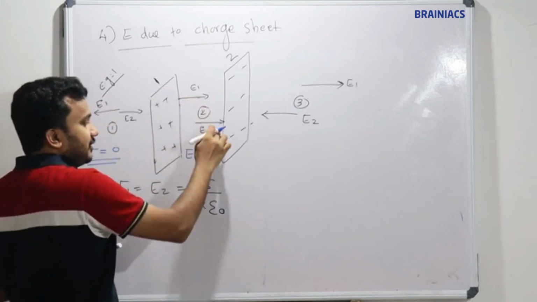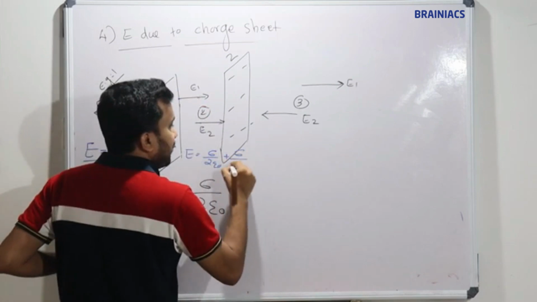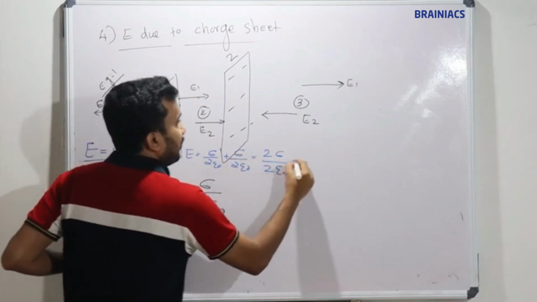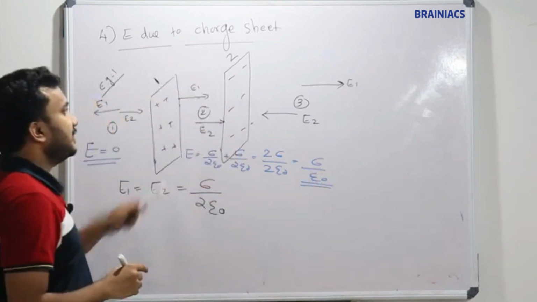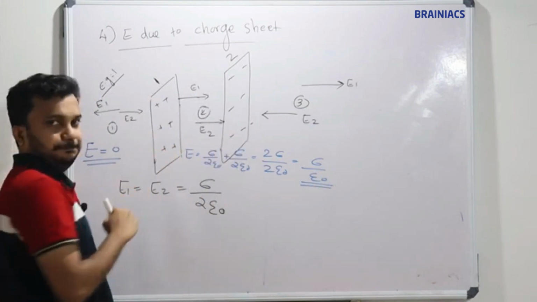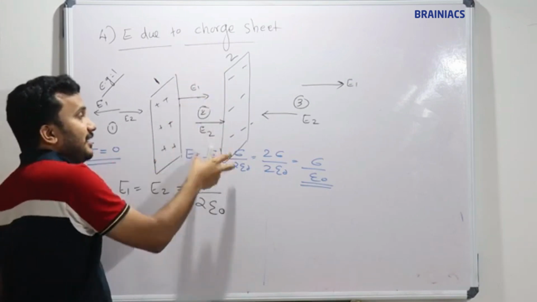Two vectors, both are in the same direction. I can add them up. Sigma divided by 2 epsilon 0 plus sigma divided by 2 epsilon 0, that is 2 sigma by 2 epsilon 0. What will come? Sigma divided by epsilon 0 is the electric field intensity at the middle position. This is for different sheets. So the electric field exists between this area.